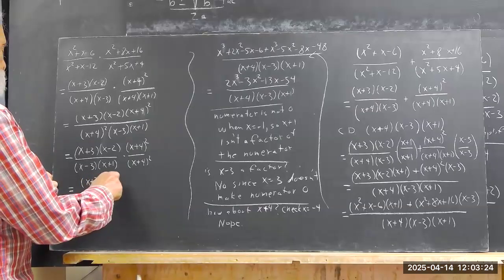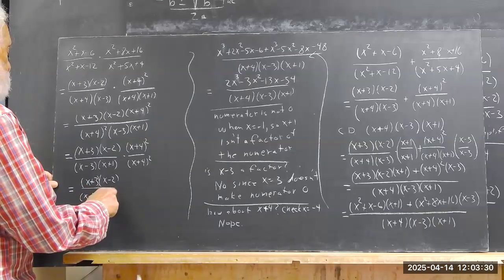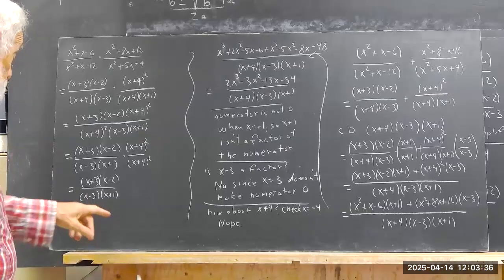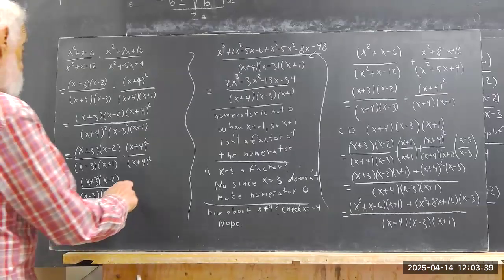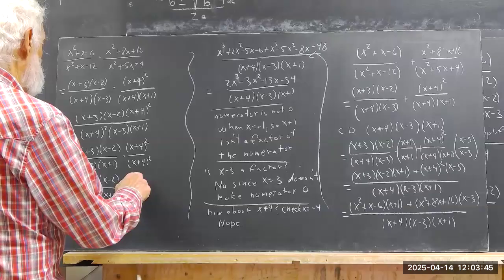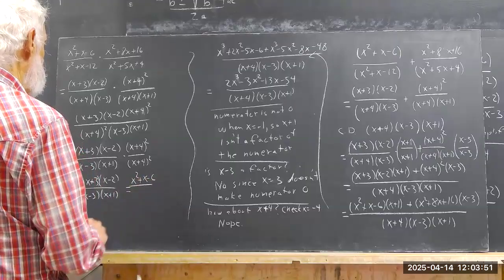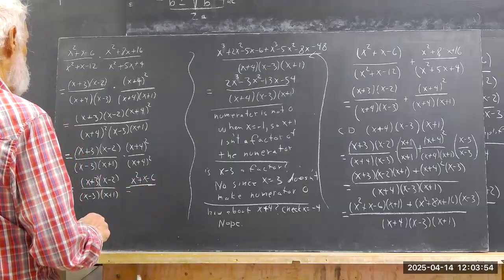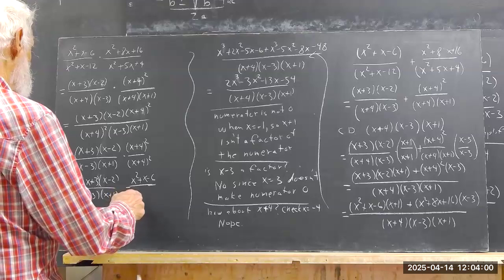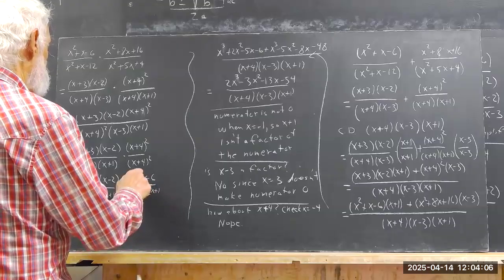I have x plus 3 times x minus 2 over x minus 3 times x plus 1. And now there are no common factors. And I can multiply out the numerator, x plus 3 times x minus 2, which turns out to be x squared plus x minus 6. And the denominator, x minus 3 times x plus 1, turns out to be x squared minus 2x plus 1.